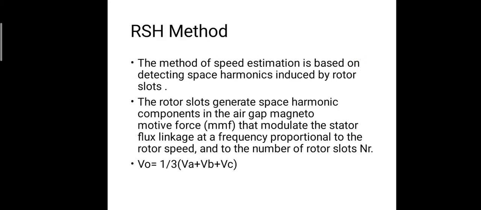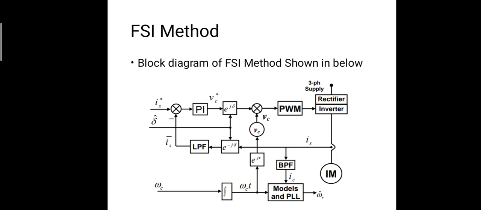Next one is the FSI method. FSI means frequency signal injection method. In this method, an estimated field angle is used to perform the current control in field coordinates. A revolving carrier frequency is injected through the voltage signal. The carrier frequency components are measured.